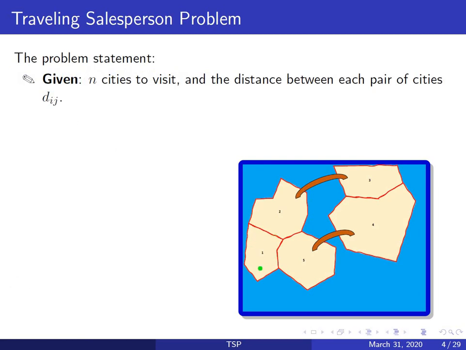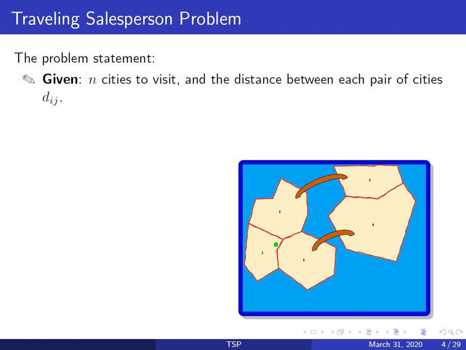In the TSP problem, we are given n cities. For example, here we have 5 cities. And also, we are given the information of distance between each pair of cities. For example, I know the distance between any two cities here, the distance between 1 and 4, or 2 and 3, or any possible pair.